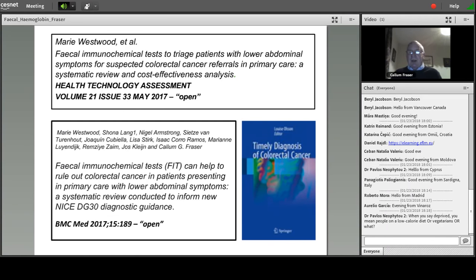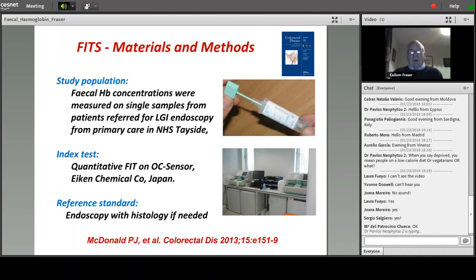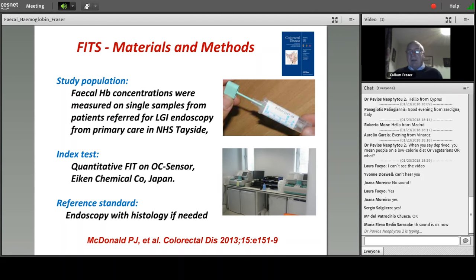What I thought I would do is just show you some of the work that we've done to support this use of FIT in the assessment of lower bowel symptoms. Because when we started this work, there was a great doubt expressed by many individuals, including many of the great and good of colorectal cancer screening. So this is the first paper that we published, and it was the first, I think, diagnostic accuracy study carried out according to the wonderful STARD guidelines.